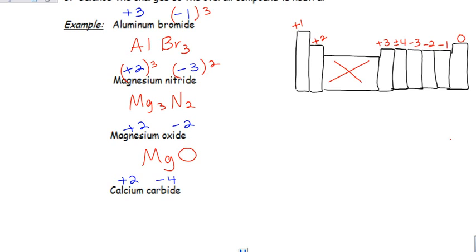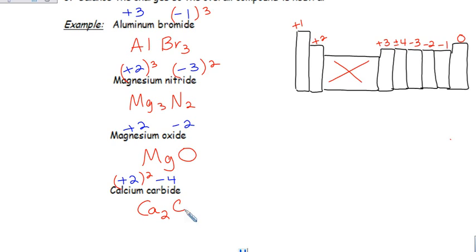To make this neutral, we'll take 2 calcium. +4, -4. Ca2C. Well, there you go. If you can find the charge, all you have to do then is figure out what it will take to make this compound neutral. Those little multipliers become your subscripts.